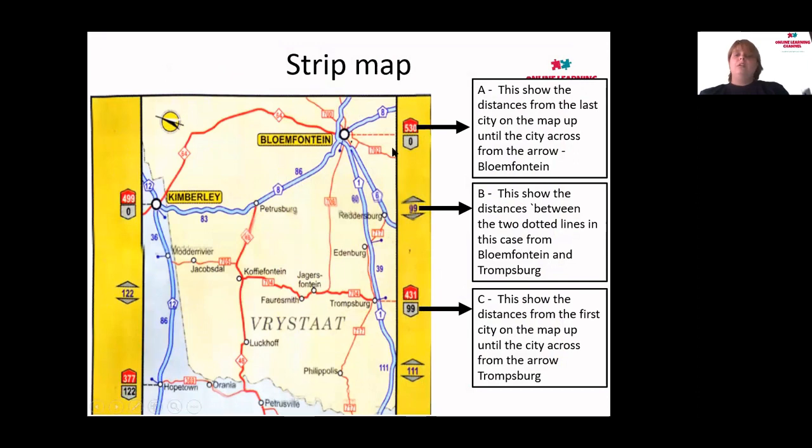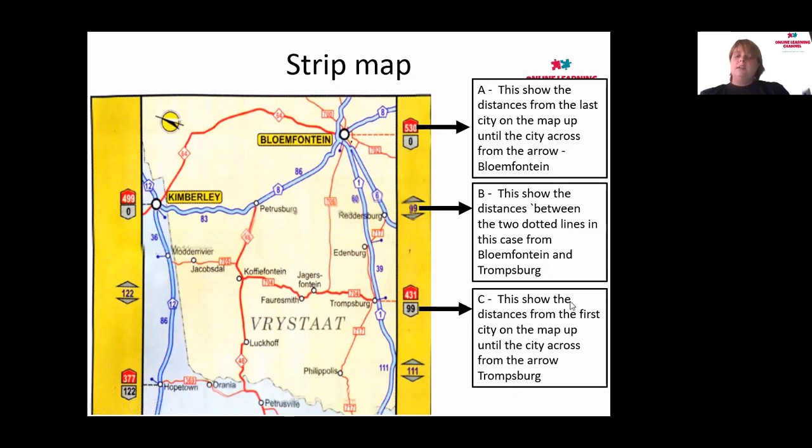To understand the strip map, there are 3 components that are very important. The first one is this one. This shows you the distance from the last city or last town on the map up until your first town, which in this case is Bloemfontein. I'll show you how I know that in a second. B is this symbol where it's the two arrows with the amount in between. This shows the distance between the dotted lines. There's your first dotted line in Bloemfontein, and there's your second dotted line at Trompsburg. So this shows the distance between them. That's going to be 99 kilometers.